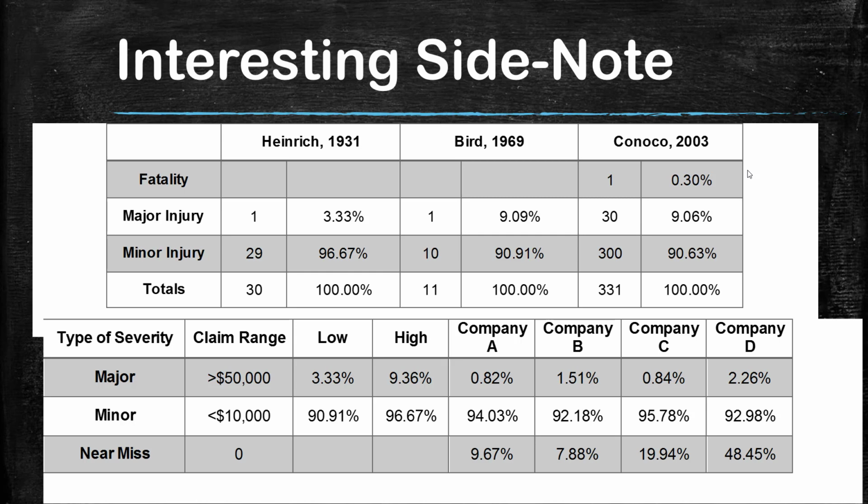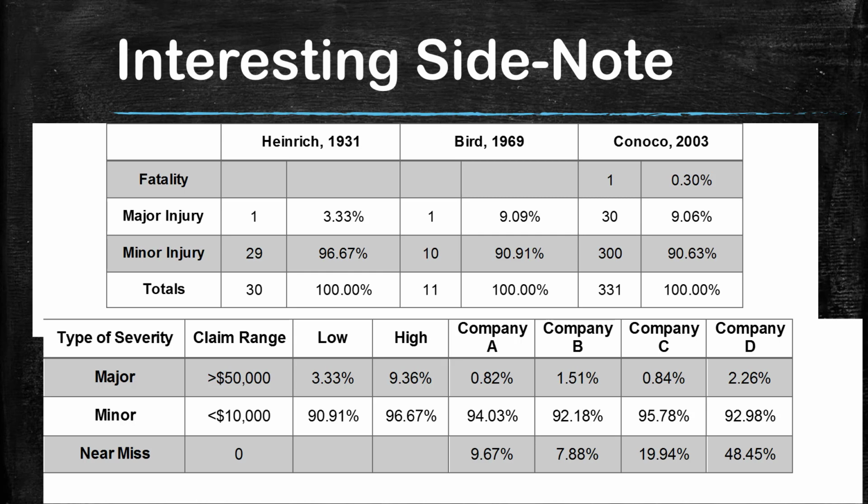So I said anything over $50,000 as a claim is considered a major incident, and anything under 10,000 is a minor. You can argue with me that maybe it should be less than 1,000 or something like that, but just for the ease. Now, anything that's in between 10,000 and 50,000, I don't know. I didn't know how to classify that. Maybe there should be an additional line in there somewhere.